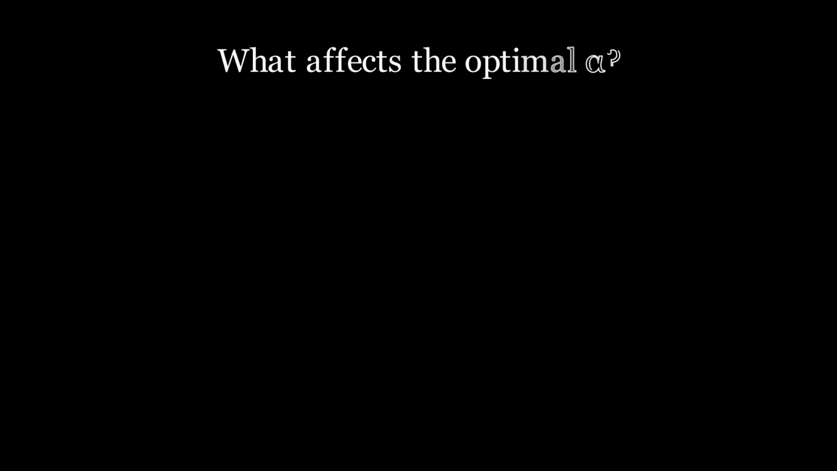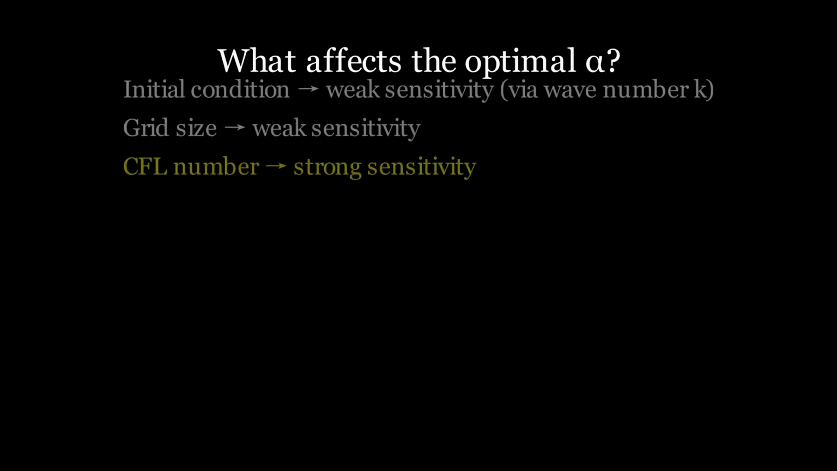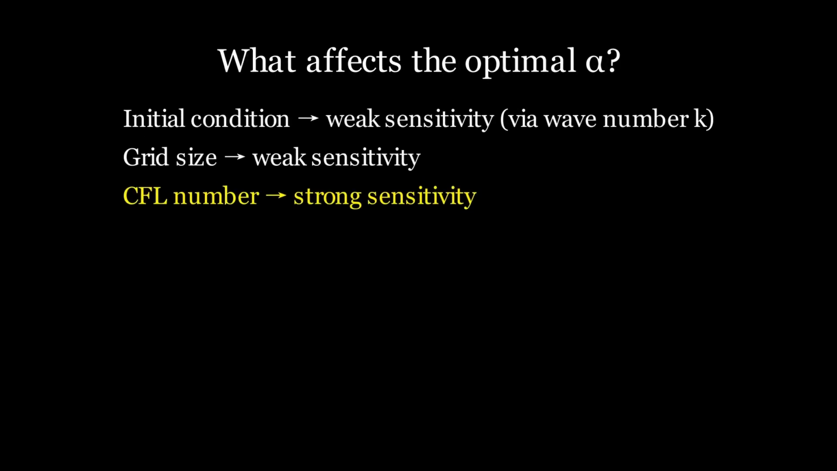In theory, the optimal alpha can be derived using von Neumann's stability analysis. However, instead of a purely analytical route, we use data to learn an approximate model. To do this, we must first understand which factors influence the optimal alpha. When we change the initial condition, alpha does not change. When we change the grid size, alpha does not change significantly. But when we change the CFL number, alpha changes noticeably.